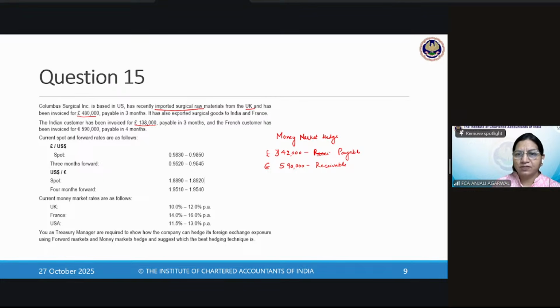So first you have to see how much you are going to hedge. This is the payables, this is the receivable. First step. Second step, look at the time period. For pounds, it is 3 months. And for euros, it is 4 months.